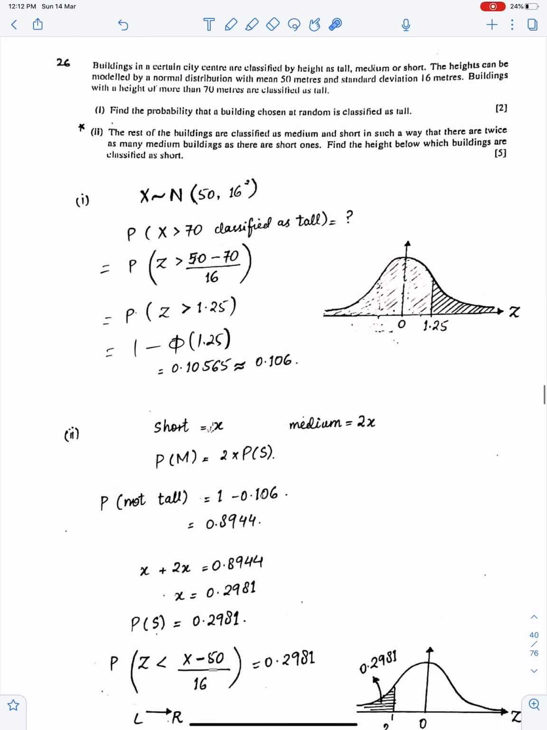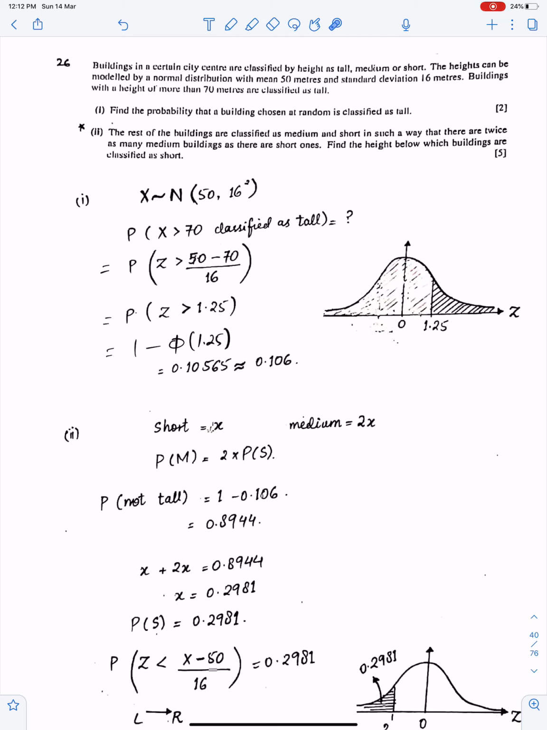This question is important, the second part especially. Buildings in a certain city center are classified by height as tall, medium or short. The heights can be modeled by a normal distribution with this mean and this standard deviation. A building with a height of more than 70 is classified as tall. This is so simple, just get this probability. The rest of the buildings are classified as medium and short in such a way that there are twice as many medium buildings as short. If shorts are x, then medium will be 2x. So medium is twice of short.